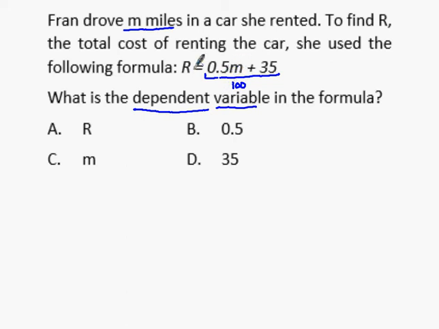So if that is dependent upon how many miles she'll drive, then it would make sense that R is our dependent variable. 0.5, that's not a variable. 35 is not a variable. So we can cross those two out right away. Really, the answer was between these two, and since R is dependent upon how many miles driven, or what M is, then our answer is answer A.